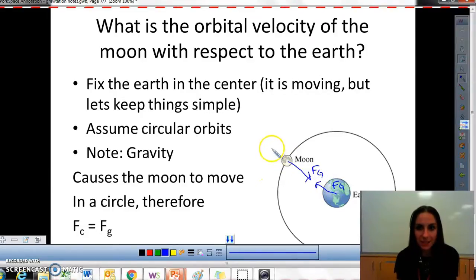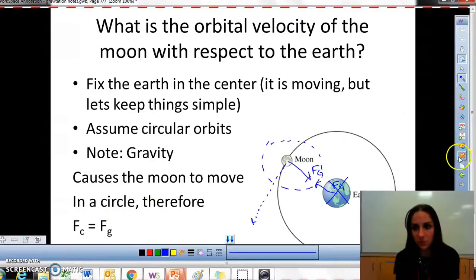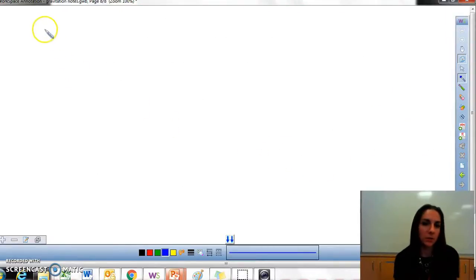But if we just isolate the Moon, not the Earth at this point, we can see that the force of gravity is causing the object to move in a circle. It's causing the centripetal force, because without the force or pull of gravity, this would just go in a straight line tangent. So what we can do mathematically is write that the centripetal force is equal to the gravitational force. Let's go ahead and write that out.